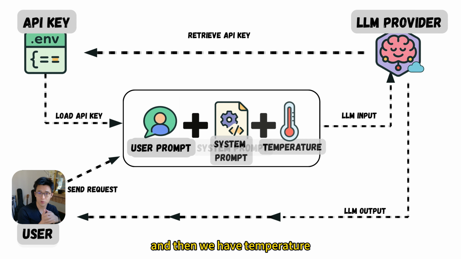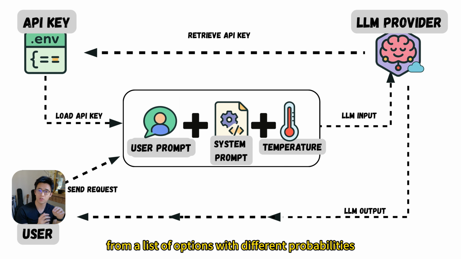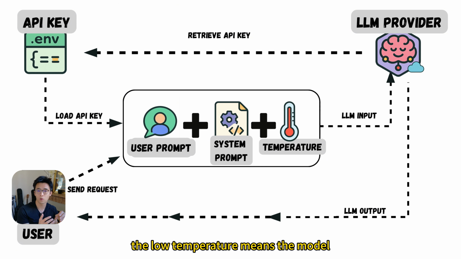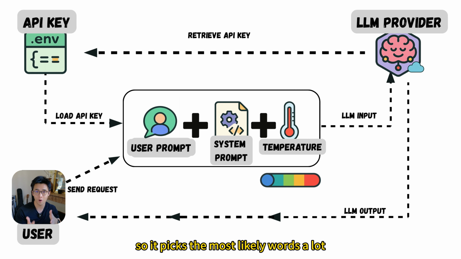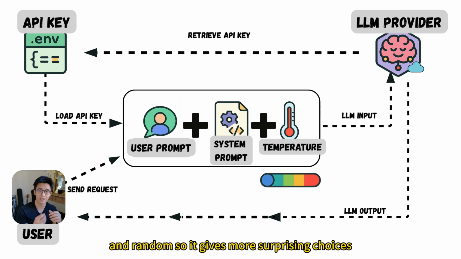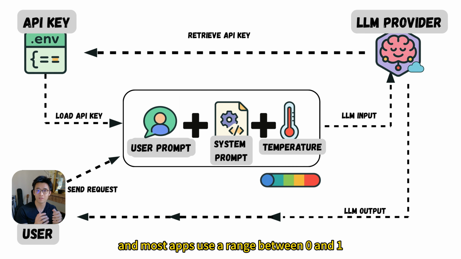And then we have temperature. Think of the model choosing the next word from a list of options with different probabilities. A low temperature means the model is safe and predictable, so it picks the most likely words a lot. And a high temperature means the model is bold and random, so it gives more surprising choices. Most apps use a range between 0 and 1.